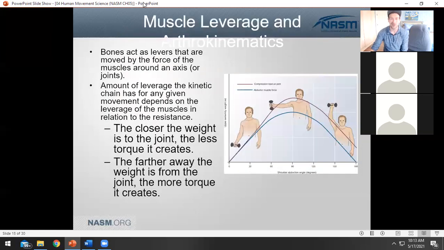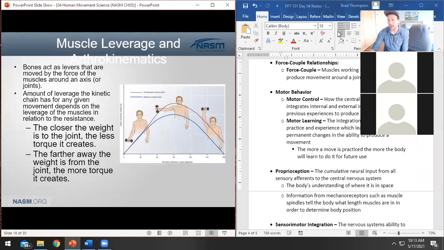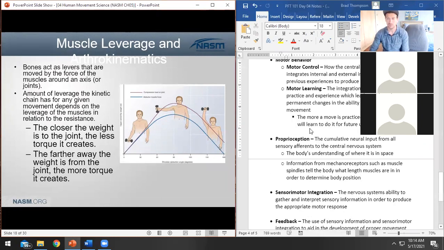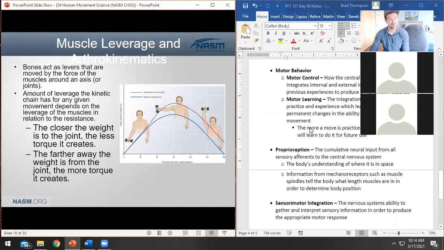I forgot to mention one of the best ways to imagine a force couple, by the way: picture a steering wheel. If you've got a steering wheel, I'm slightly pulling up with my right hand and slightly pulling down with my left. That creates stability as I'm driving. That's a good example of a force couple. Any questions on that, guys? Muscles working together? All good. Cool.